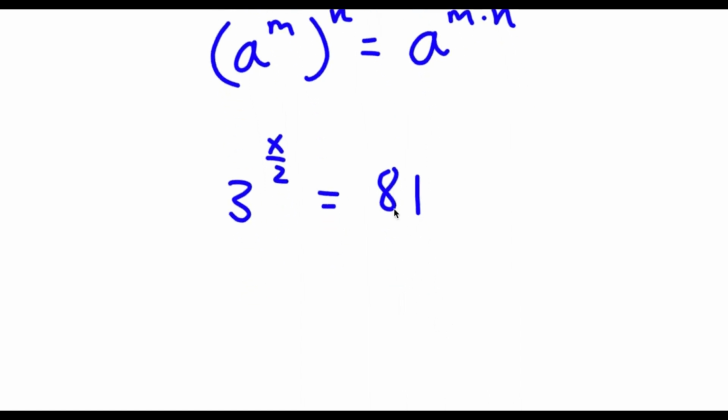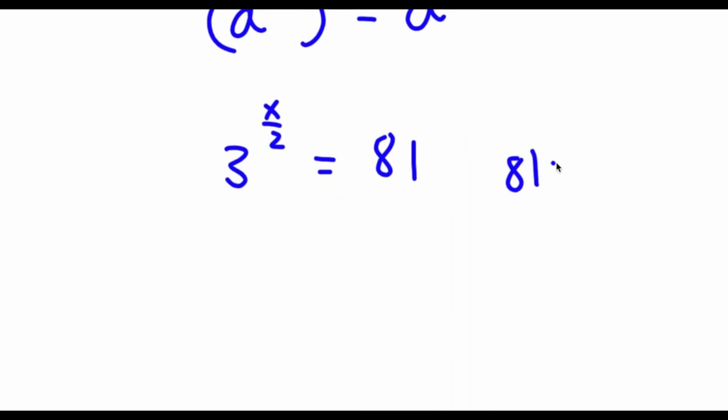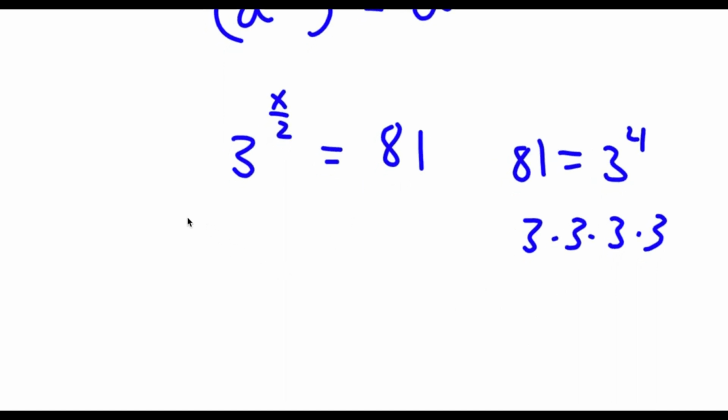Now, 81, this is going to be the same thing as 3 to the power of 4, because 3 to the power of 4, that's 3 times 3 times 3 times 3. 3 times 3 is 9, 9 times 3 is 27, and 27 times 3 is 81. So now I'm going to replace 81 with 3 to the power of 4. So now I have 3 to the power of x over 2 is equal to 3 to the power of 4.